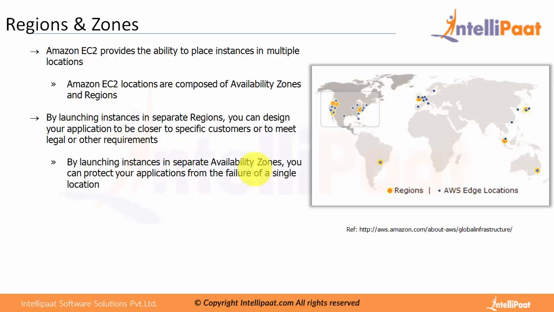So by launching your instance in a separate region, you can design the application to be closer to the customer, as well as get the advantage of failure protection. You can achieve a high availability or disaster recovery option. Regions and zones are ideal for your high availability and disaster recovery options.